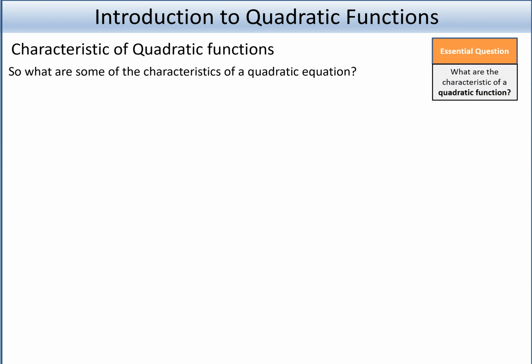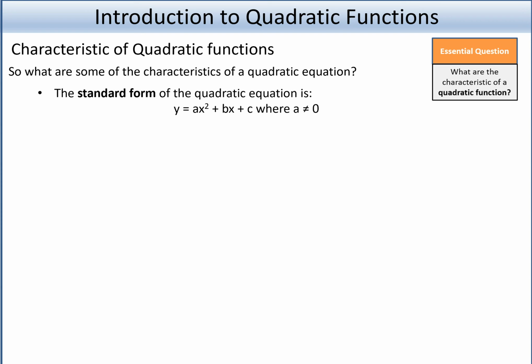So back to our question. What are some of the characteristics of a quadratic equation? First we have to tell you what the characteristics are. Let's start off with a few. The standard form for a quadratic equation is y equals some number a times x squared plus b times x plus c, where a is not equal to 0. Why is that important? Well, if a was equal to 0, this would go away, and I'd be left with a linear equation. So in order for us to have a quadratic equation, this coefficient a cannot be equal to 0, because if it is, then I'm back to a linear equation.